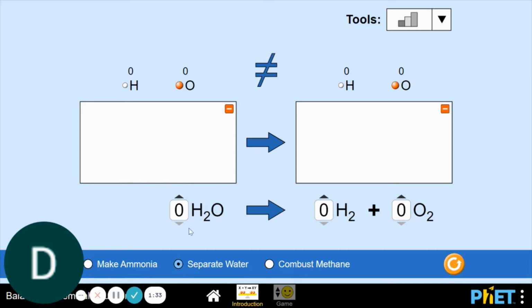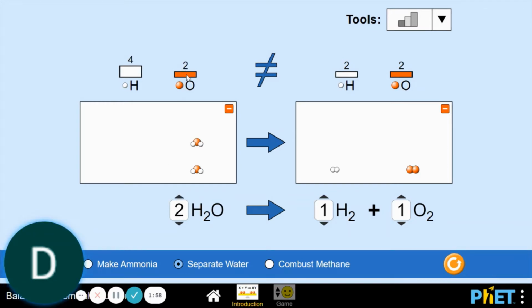Let's look at this reaction here. So we've got water being split up into hydrogen and oxygen. So let's add one of each and see what it looks like. Well, we can see that we've got 2 hydrogen before and 2 hydrogen after, but we've only got 1 oxygen before and 2 oxygen after. So that's not balanced. So let's add another one to the left-hand side.